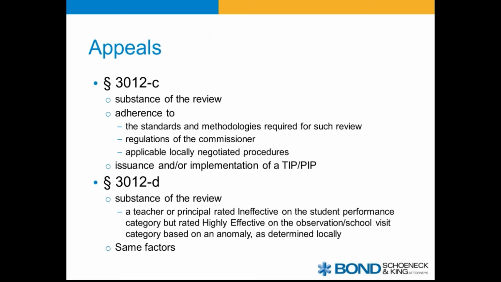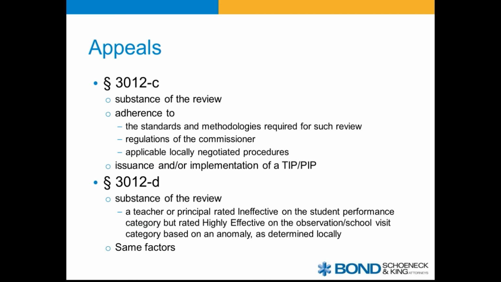Currently, under 3012-c, so the current state of the law is that the substance of the review can be appealed. Adherence to the standards and methodologies required for the review, the regulations of the commissioner, adherence to applicable locally negotiated procedures, so basically any collective bargaining agreement procedures, and the issuance and/or implementation of a teacher improvement plan or a principal improvement plan. Those are currently the subjects that are appealable.